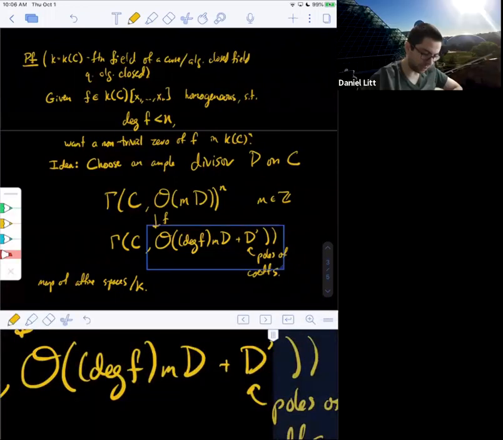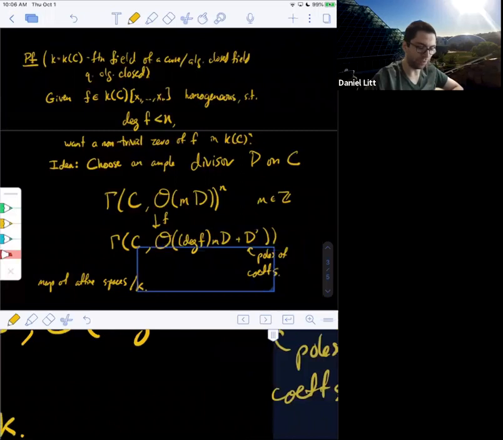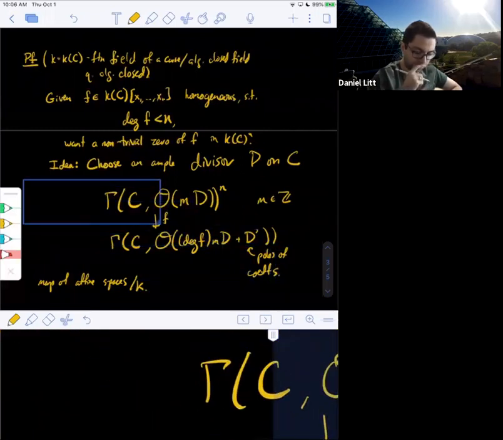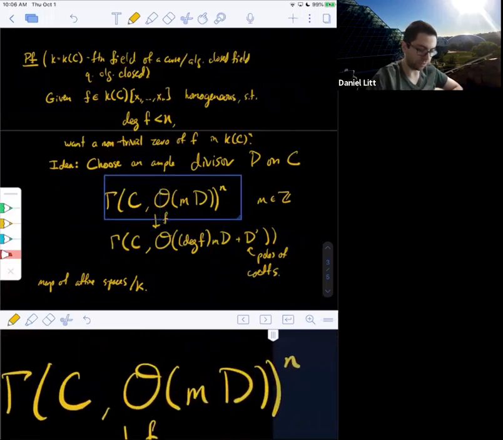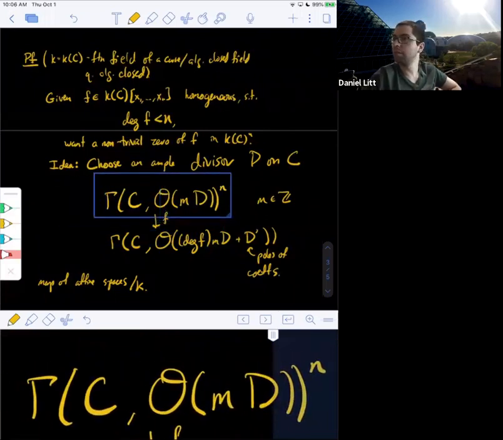So let's think about this. What are the dimensions of these spaces? First of all, what is the dimension of this source space, this affine space here, or how does it grow?